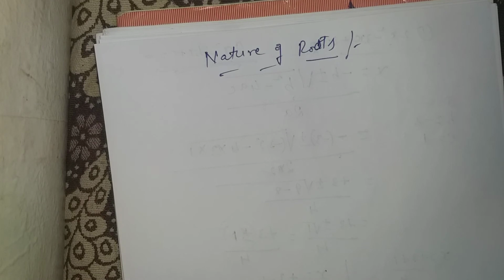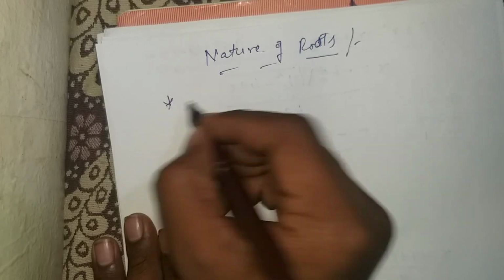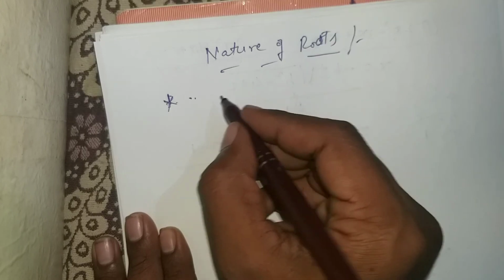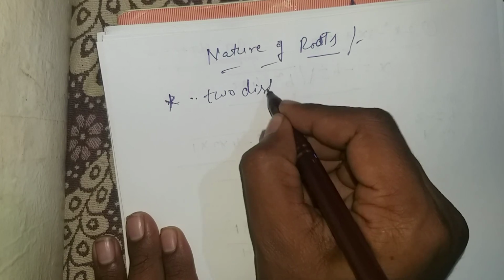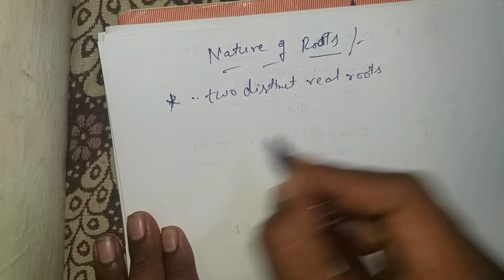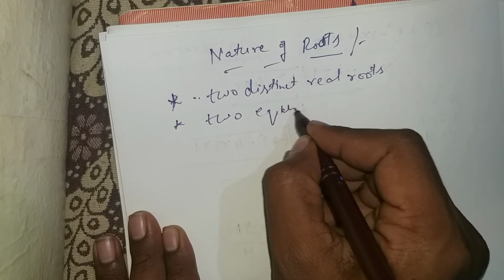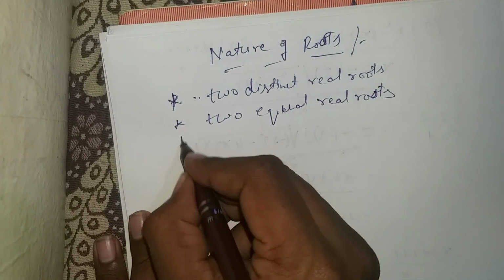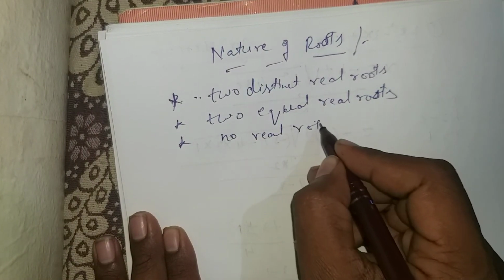There are 3 types of natures of the root. So first nature, I'm not wasting time, I'm going directly to the problems. First nature is 2 distinct real roots. Second nature, 2 equal real roots. And third nature is nothing but no real roots.